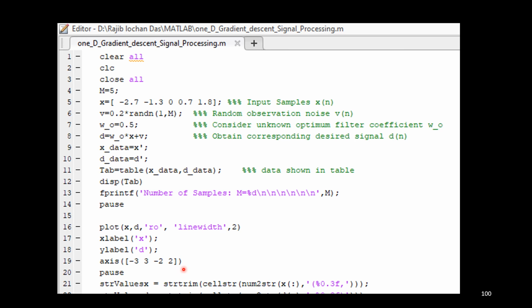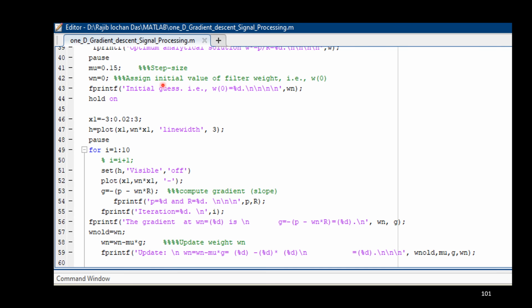And then we have considered step size, and the initial point Wn I have considered 0. Then iteratively we will compute the gradient G equals minus (P minus Wn times R). This is our gradient value. And the update rule will be Wn equals Wn minus mu into G. That's simple. The rest of the things I have added here so that from the simulation we'll get all the values. This is only for teaching purposes, but the algorithm is very simple. If anyone wants to get this code, you can write an email to me, I can share it with you.